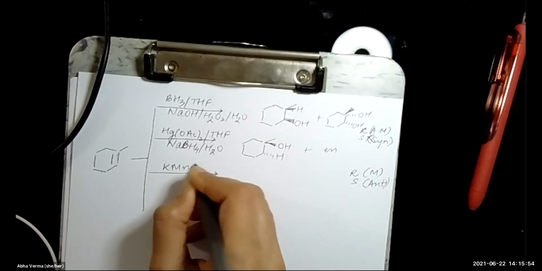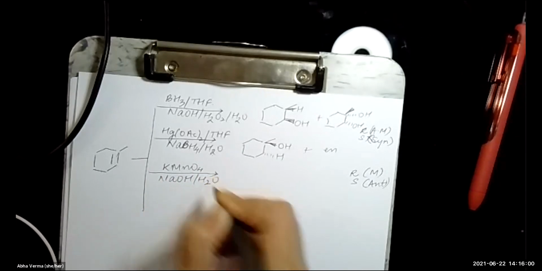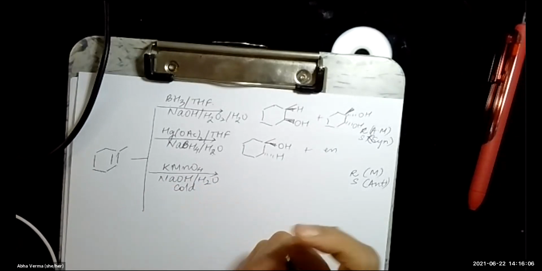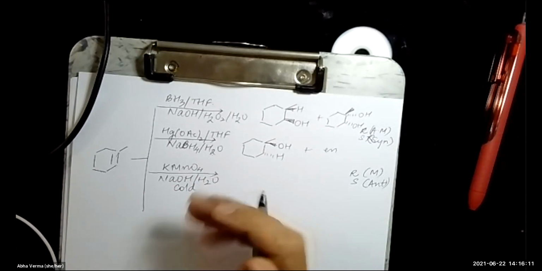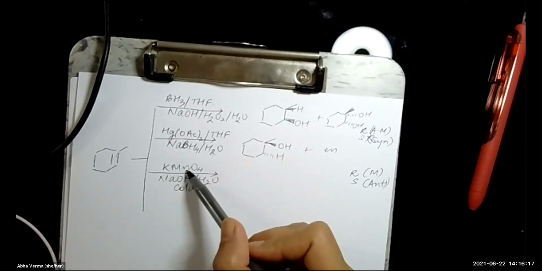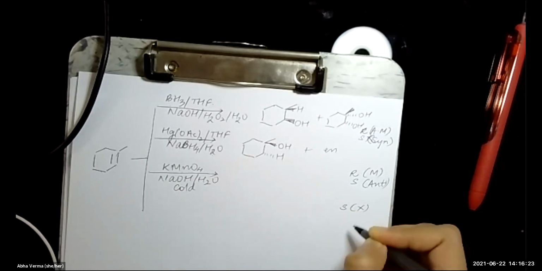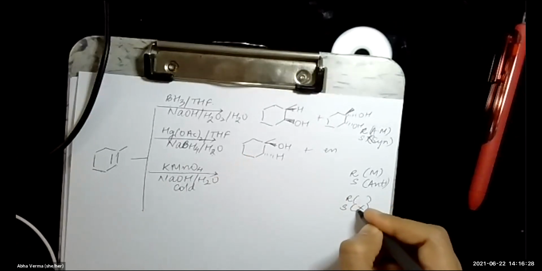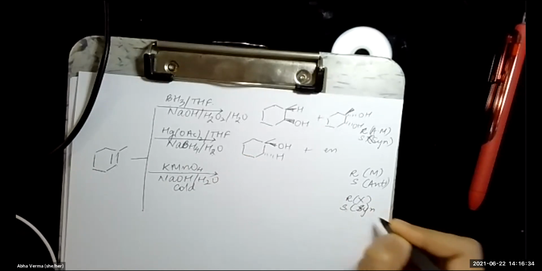What if I had KMnO4 in the presence of base and water, and I had cold conditions? What do I mean by cold conditions? I can have minus 78 degrees Celsius. I could have minus 50 degrees Celsius. Anything below room temperature will be considered cold. So with KMnO4, what do I get? I get diols. Can I control the regiochemistry? I cannot, but we can control the stereochemistry. It will be syn.